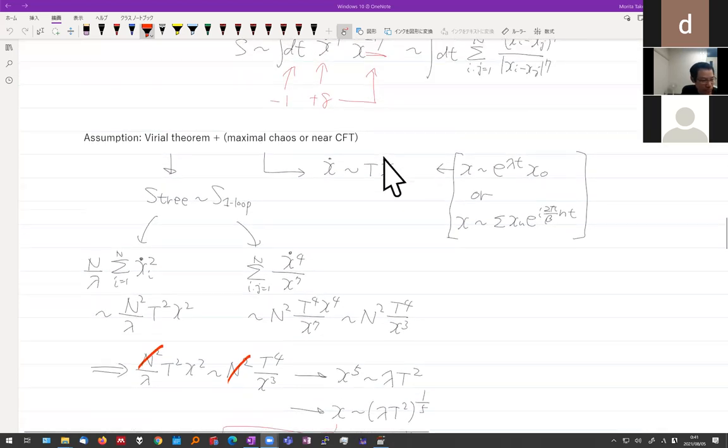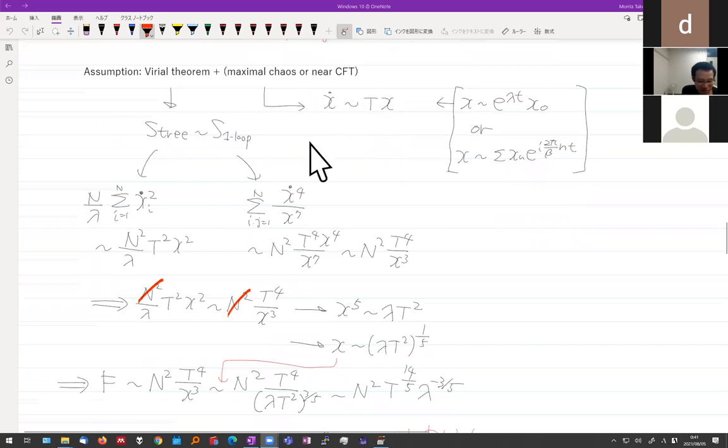So then, by using this assumption, we can evaluate this tree-level and one-loop term as follows. For the tree-level term, we can estimate this as something like this. Originally we have lambda as n over lambda, and we have n components. So this summation over n provides another n, and totally it should be proportional to n squared. And for this x dot squared, I use this assumption, and then this is proportional to t squared and x squared. So this is the scaling of the tree-level term.